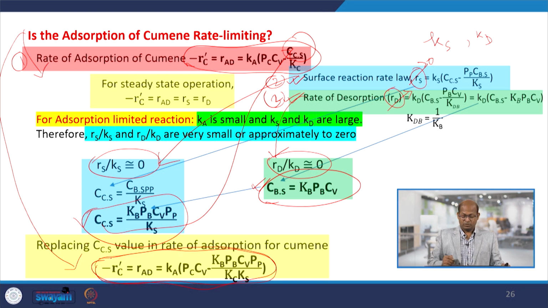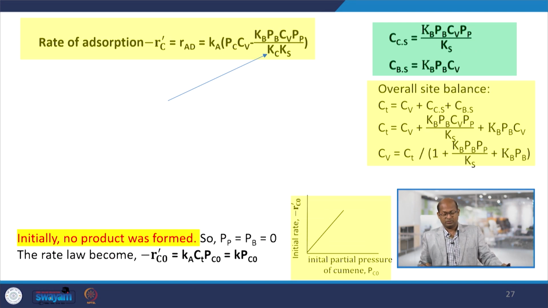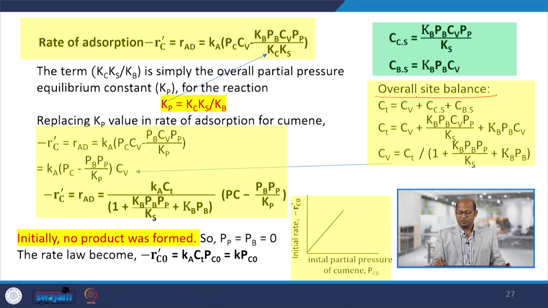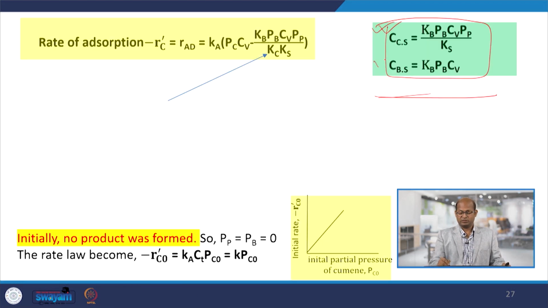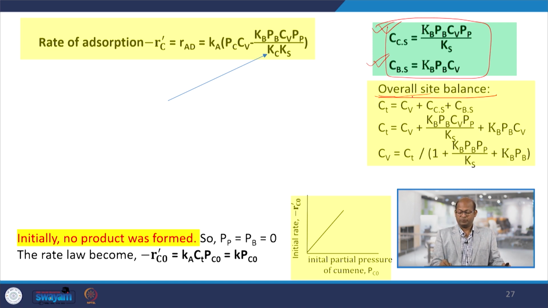Now the site balance also we have to do, the overall site balance. From the adsorption reaction, desorption reaction and surface reaction, once we put the rates equal to 0, then the surface B concentration and surface C concentration we know. These are equations 2 and 3, and from 2 and 3 we can get these two. If we do the overall site balance, we can write Ct equals Cv plus Ccs plus Cbs.